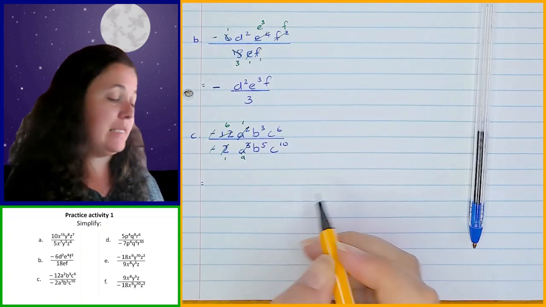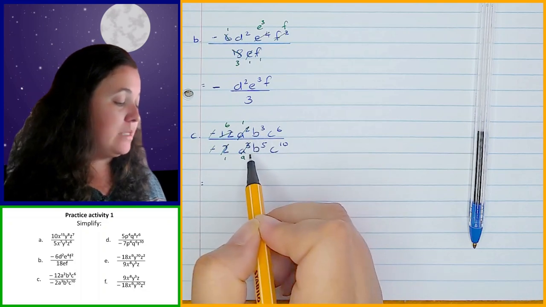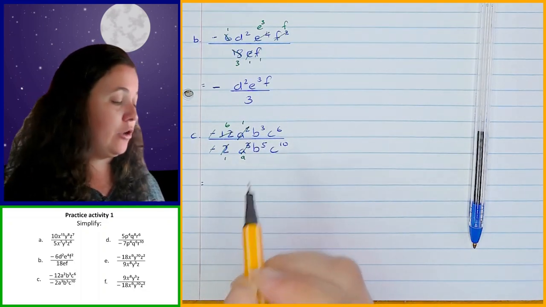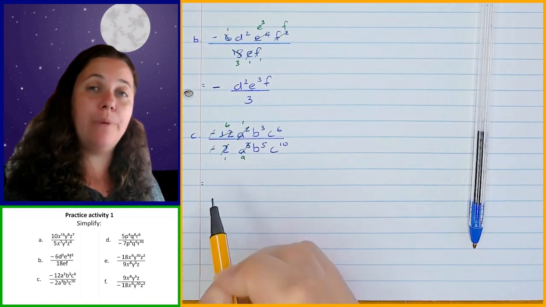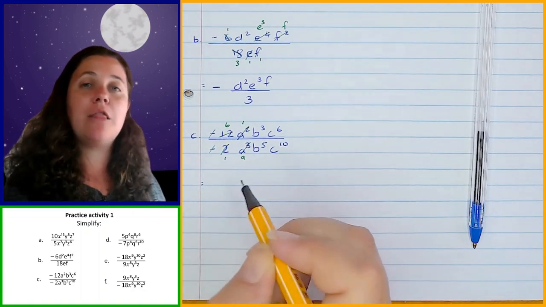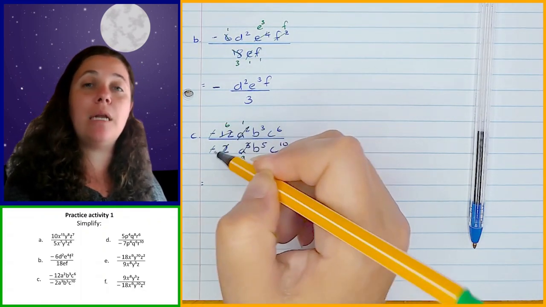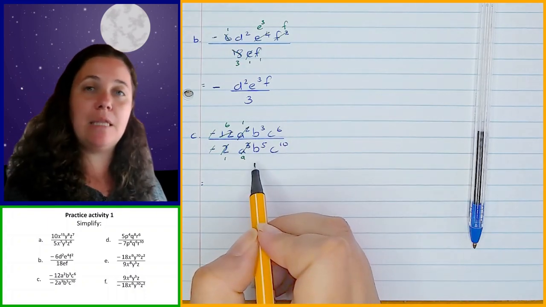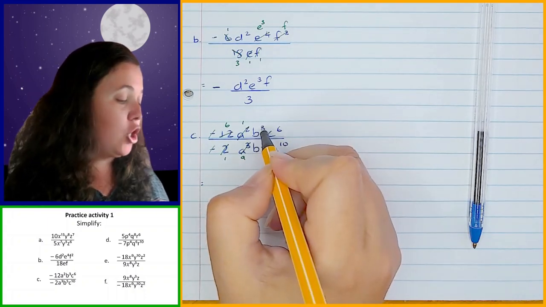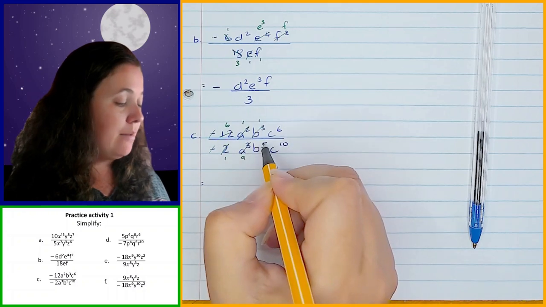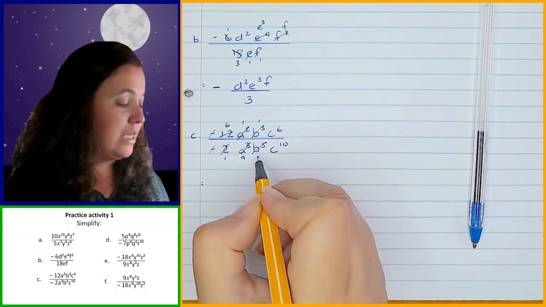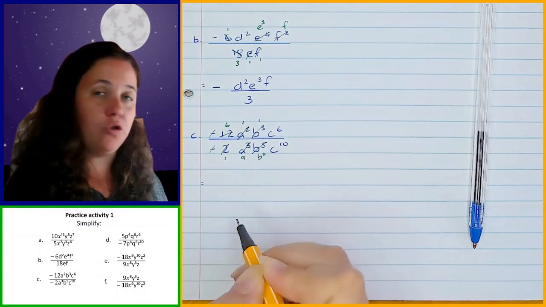Then I go on to my b's. b cubed and b to the power of 5. Now, over here, again, I've got more b's on the bottom of my fraction than I have on the top of my fraction, which means that when I simplify it, I'm going to end up with b's in the bottom of my fraction. So b cubed divided by b cubed is 1. b to the power of 5 divided by b cubed is b to the power of 2.